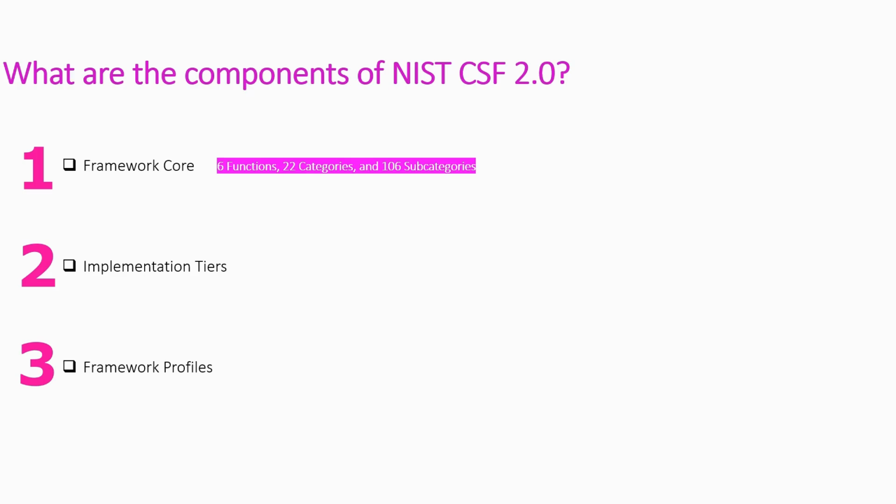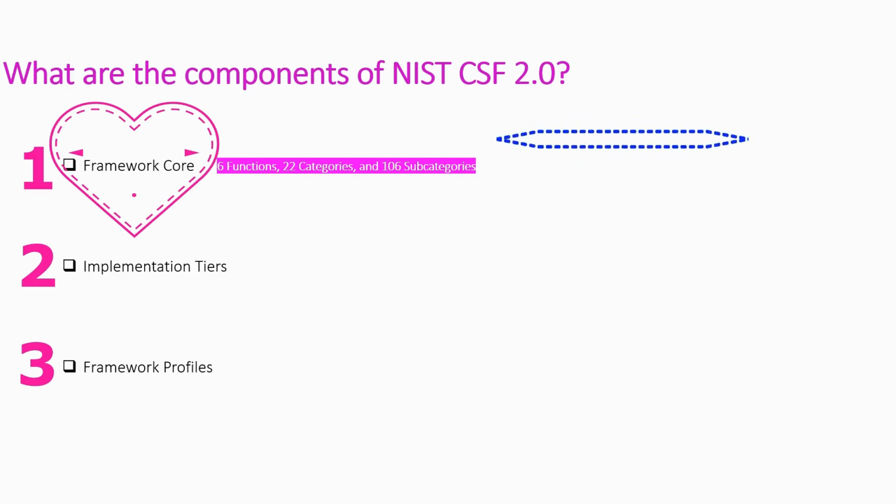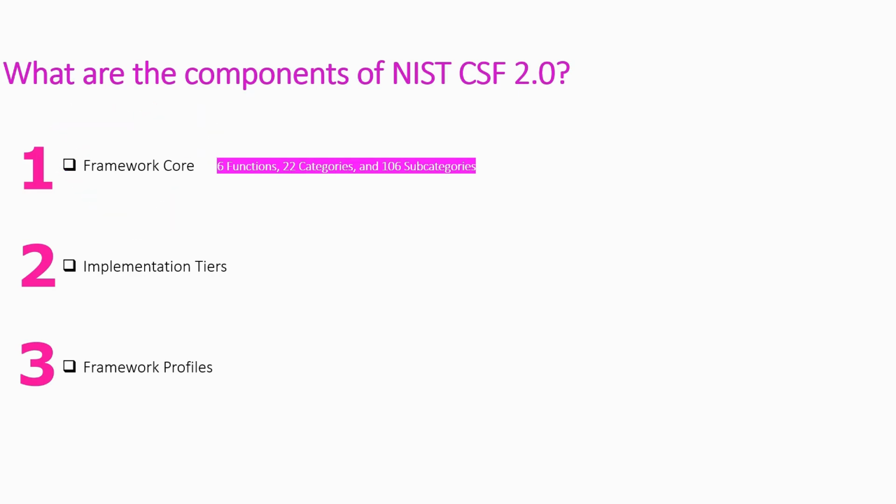It is the heart of CSF and provides a set of cybersecurity activities and outcomes. In short, it provides the best practices that an organization needs to adopt. It has a total of 6 functions, 22 categories and 106 subcategories. Each function is divided into categories and each category is further divided into subcategories. You need to implement these subcategories as applicable to you to align with CSF.